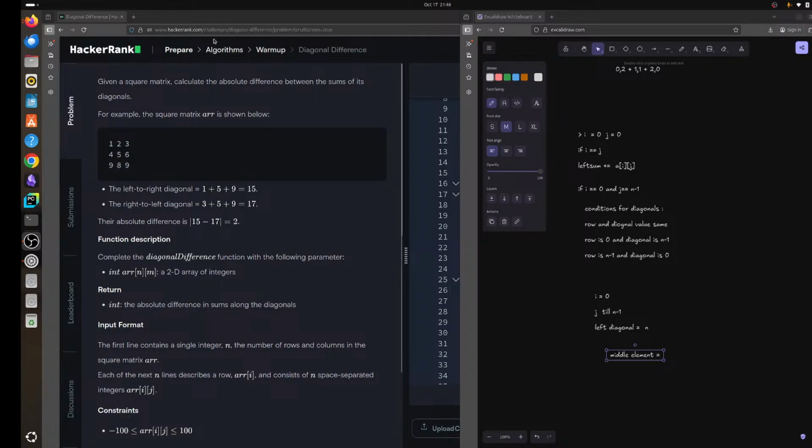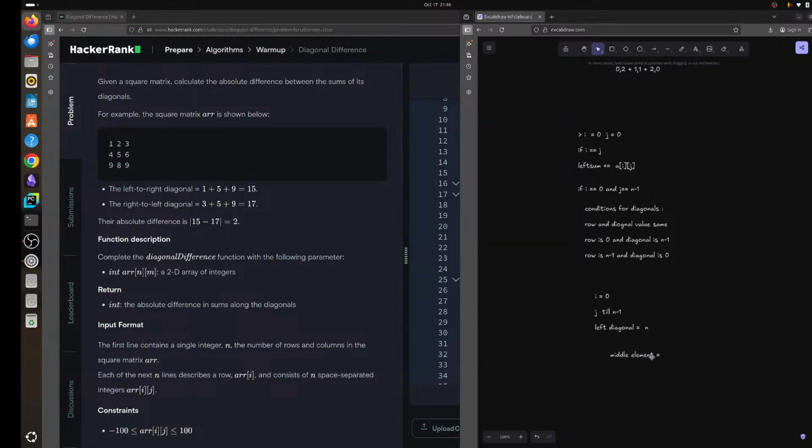Let's take this specific thing. Yes, the length of the array by 2, we find the middle element. Okay, let's consider the right diagonal. For the right diagonal, when we test, first we need to find out what should be the left index.